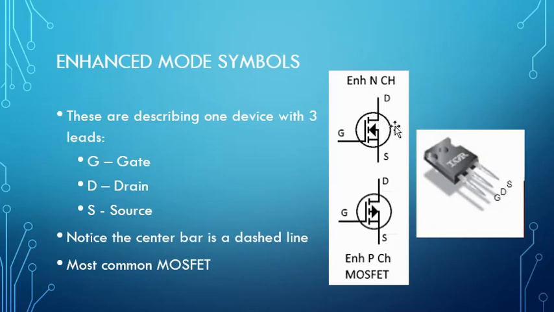I always get confused. Literally, I always get confused. I always have to double check on it. But if you look at the center bar here, it's a dotted line, right? And that's how we know that this is enhanced mode. This is the P channel. The P channel is used for negative power supply, so we don't see that too often.